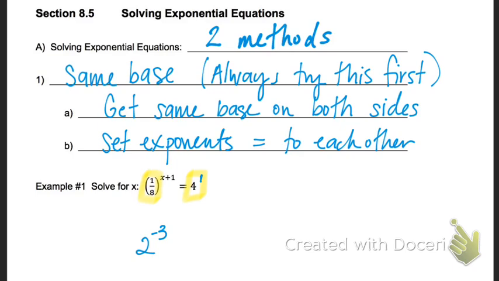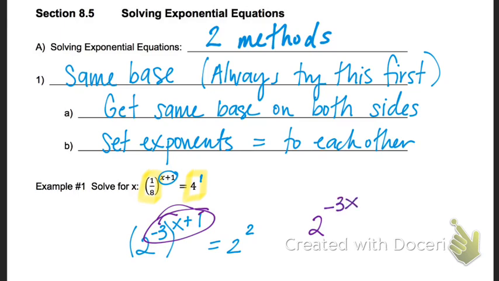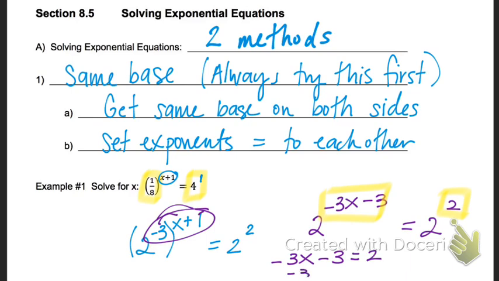And how would I represent 4? 2 squared. So the only thing that you can't forget is to keep this x plus 1 on the outside. So it's like raising a power to a power. So this -3 gets multiplied or distributed to this x plus 1. So it now becomes 2 to the -3x minus 3 equals 2 squared. And now that they have the same base, I can set these two things equal to each other and just solve for x. So I would say -3x minus 3 equals 2. And so x equals what? -5/3.